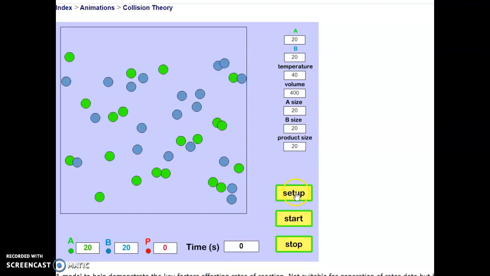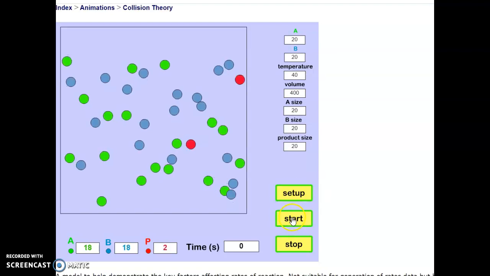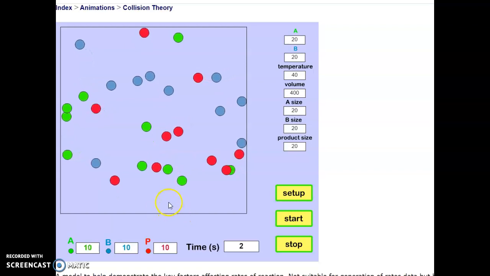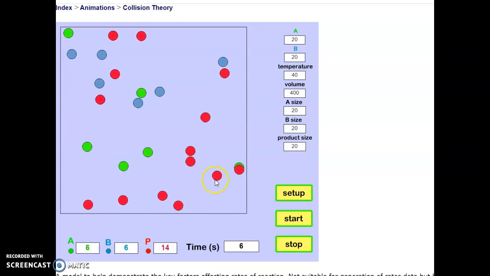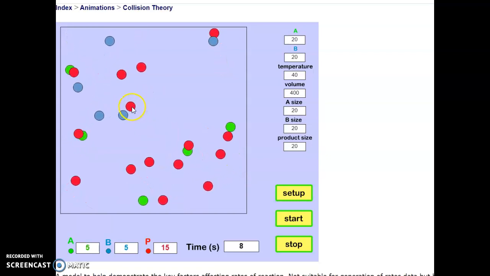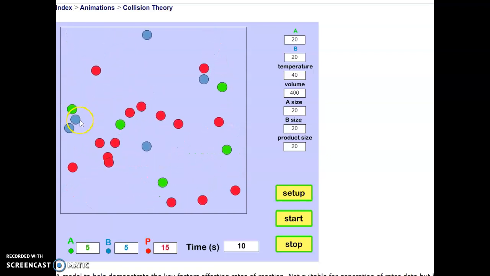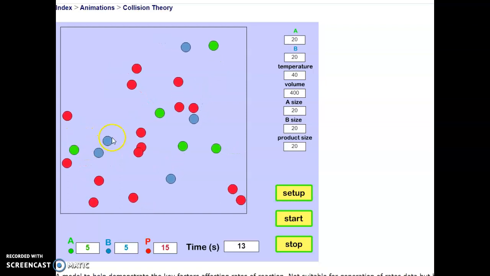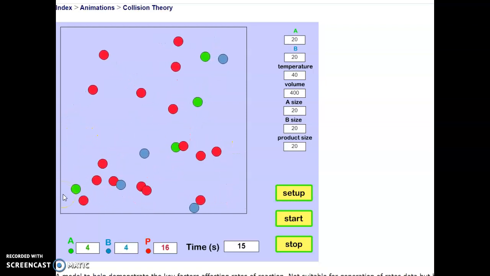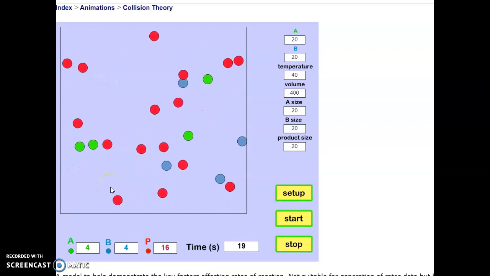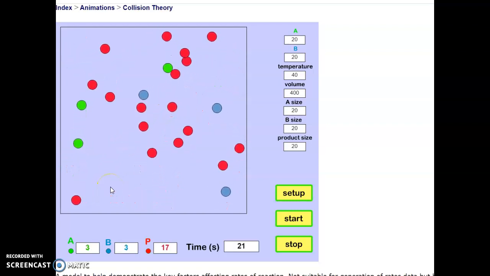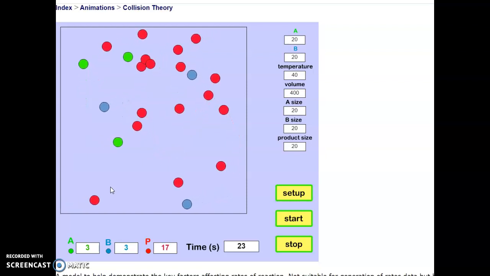We'll double it. So what you're going to notice is, not only are the molecules moving faster, but also when your green and blue collide, the chances of them turning red are very high. Whereas before, when we had the lower temperature, the green and blue, once they collided, still may not have created red. Okay, so what's happening when we increase the temperature?